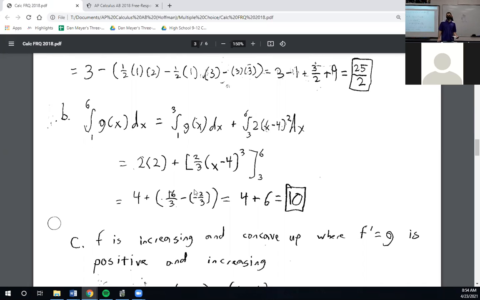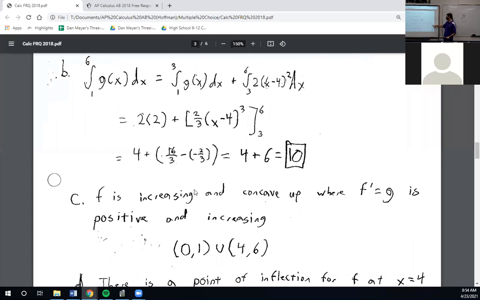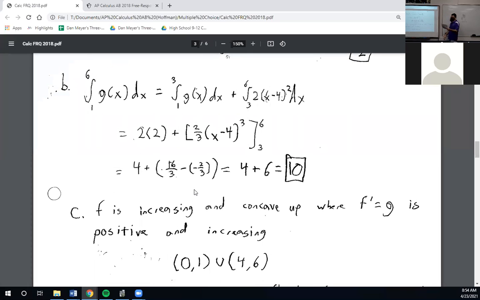And I always get in the habit of writing those explanations first, and then once I have those explanations, looking at the graph and saying, when are we above the x-axis and going up? And that's from 0 to 1 and from 4 to 6.